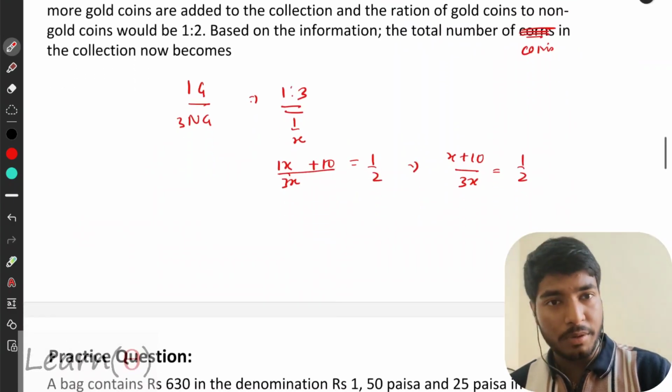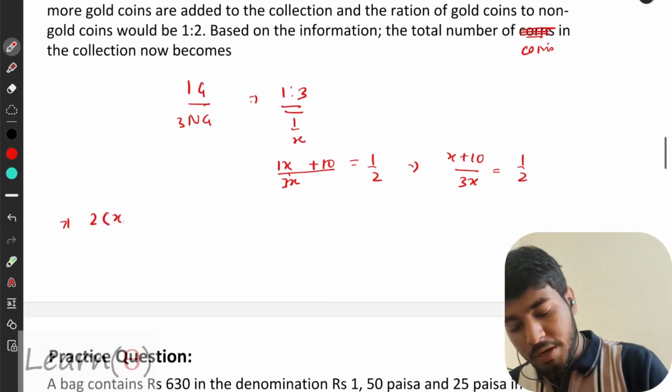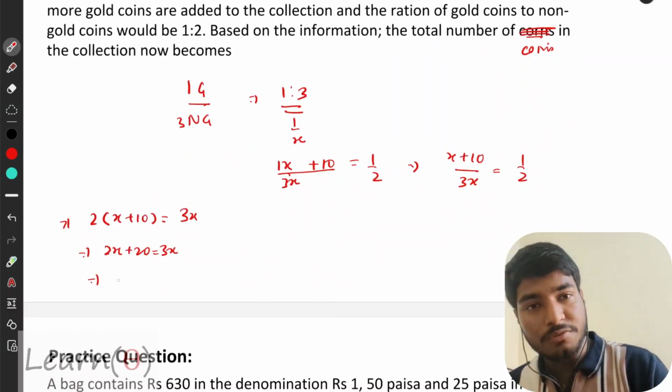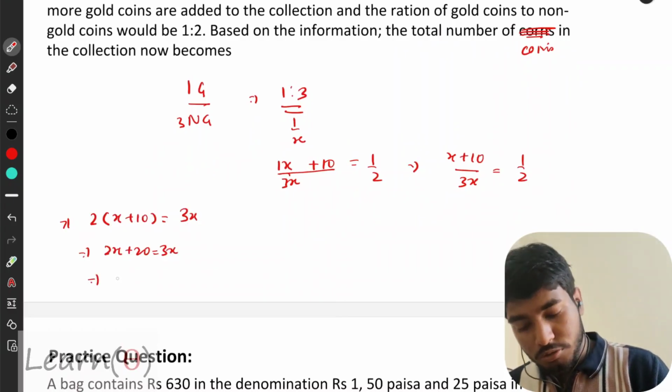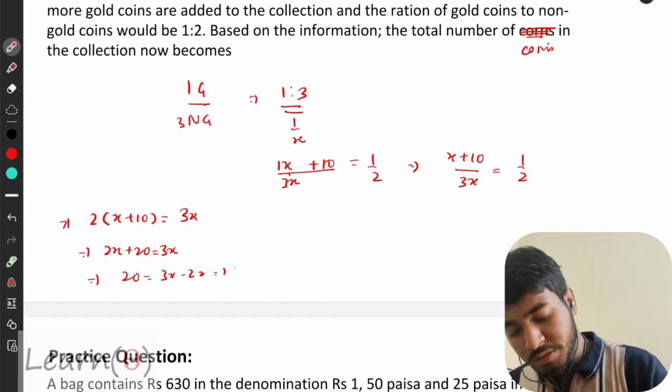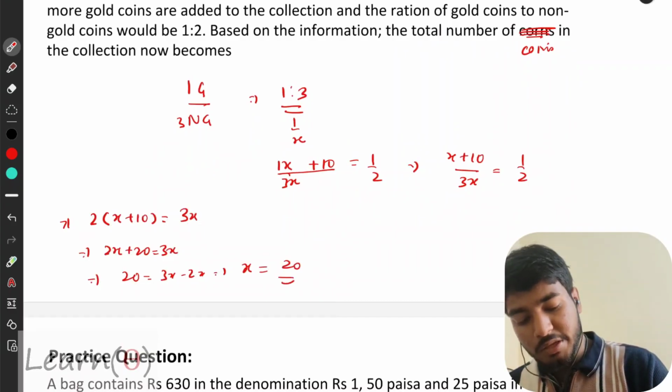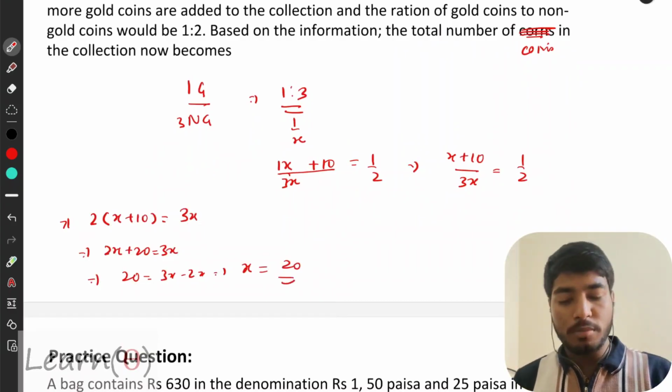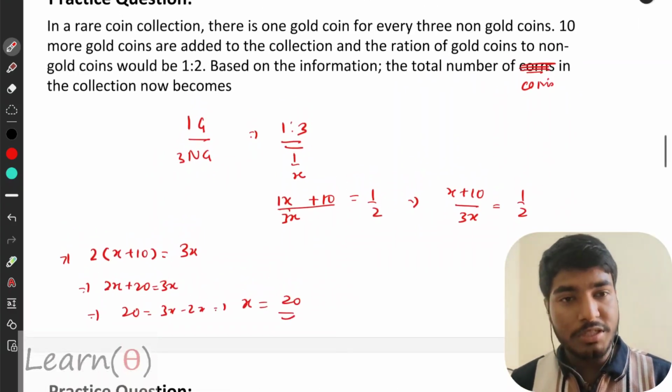Just cross multiply. It is 2 times x plus 10 is equal to 3x. That means 2x plus 20 is equal to 3x. This gives me a value of 20 is equal to 3x minus 2x, that is equal to x. x is equal to 20. I hope this is clear.